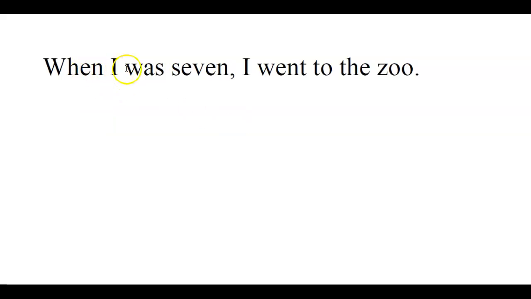So read the sentence. When I was 7, I went to the zoo. And think about which one is the independent clause, and therefore which one has the main verb. Ready, set, go. And it is went. All right, cool. So when I was 7 is the dependent information, dependent clause. Was is not the main verb. Went is the main verb.